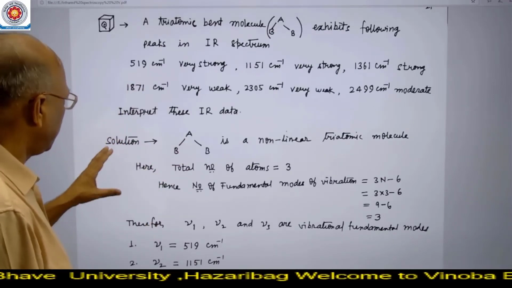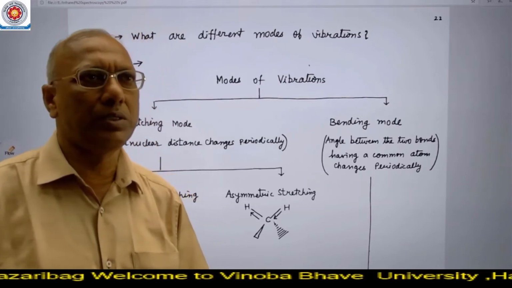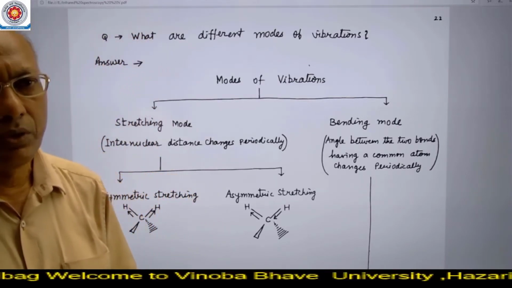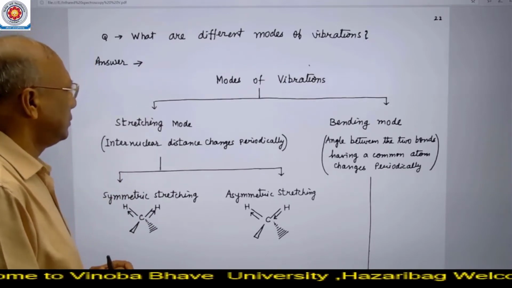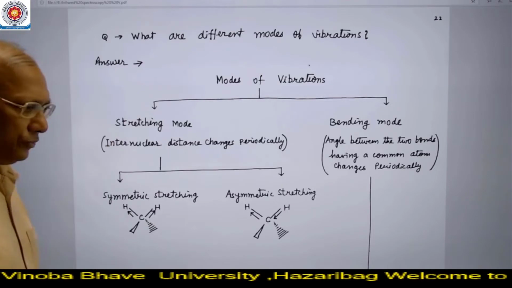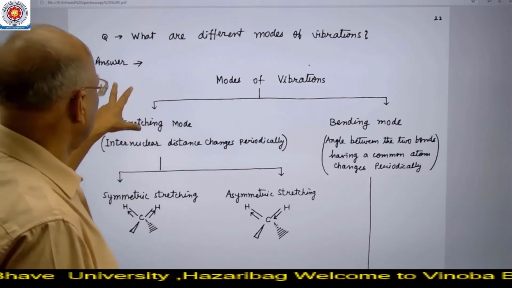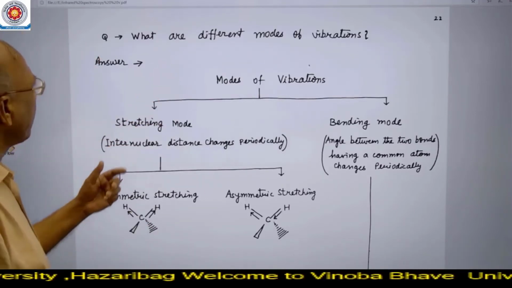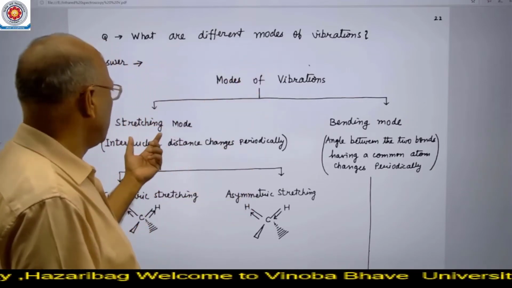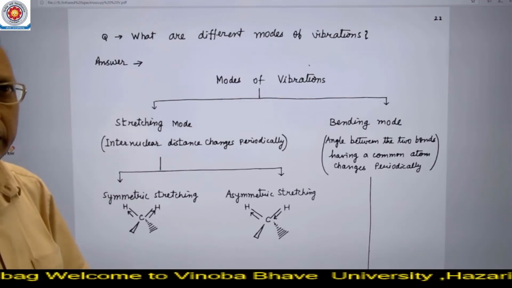So this is how we can interpret these IR data. Now, another term we have to discuss is Fermi resonance. But before discussing Fermi resonance, we have to understand the different modes of vibration and how vibrations take place in these modes. In a pictorial diagram I have tried to explain this. What are the different modes of vibration? There are 2 different modes initially. One is the stretching mode and the other is bending.